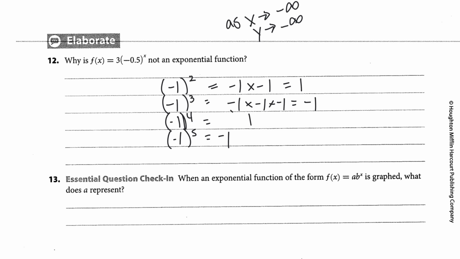So with this, even though it's not a -1 in there, we have a -0.5. With odd exponents, we would have a negative answer. But with even exponents, we'd have a positive answer. So we're bouncing back and forth between the negatives and the positives rather than creating that smooth curve.